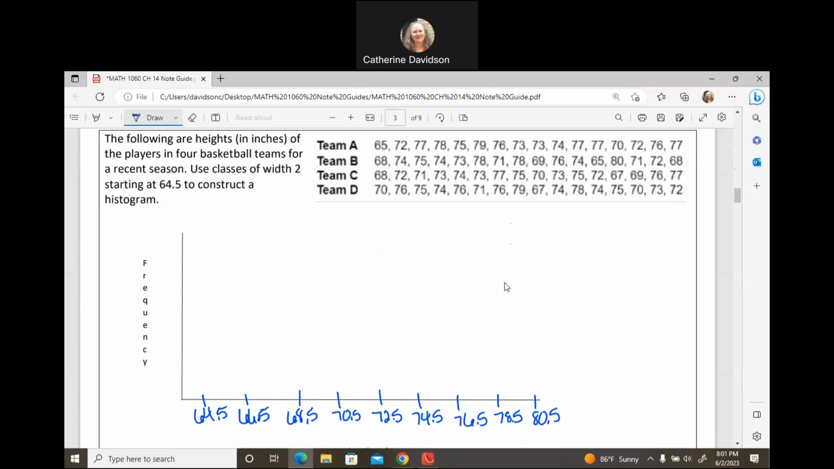So we double check that 80 was the highest. All right, so we need to find the number of heights that were between 64.5 and 66.5. Okay, so between 64 and 66: 1, 2. Okay, so that had a height of 2.